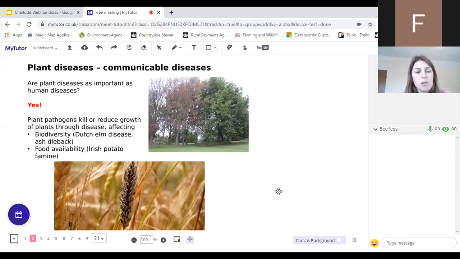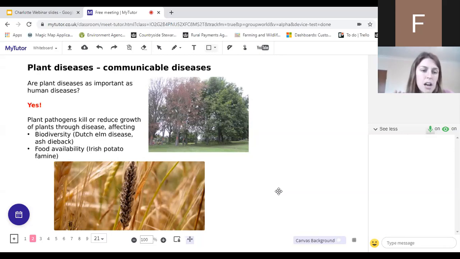The example I've given for that is Dutch elm disease and ash dieback, which are two diseases that affect lots of our trees in the UK, and they have decimated those species. At the moment, ash dieback is running through our countryside. There's nothing that we can do to stop it, and we are losing most of our ash trees. While obviously we don't eat ash trees, they do still help produce the oxygen that we breathe, and they are part of our ecosystems and part of that biodiverse landscape that helps to maintain our life.